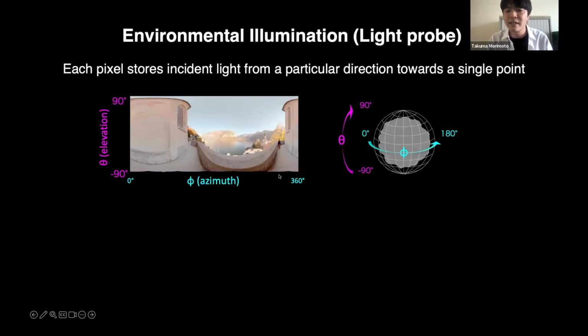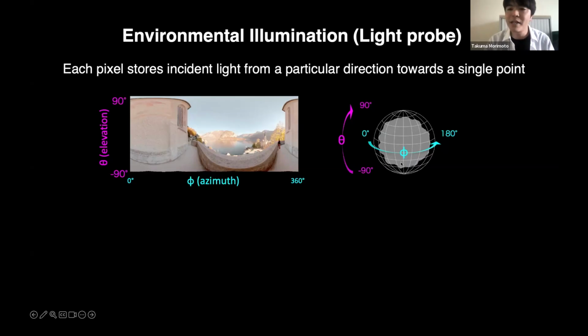And this idea actually has existed for a while as a computer graphics technique called environmental illumination or light probe. This kind of data is maybe familiar to some of you, but for me, when I first looked at this, it was really difficult to imagine why this image is illumination. So let me just expand this a little bit.